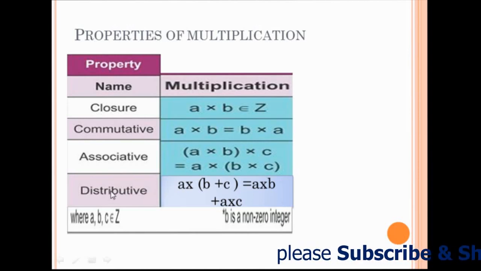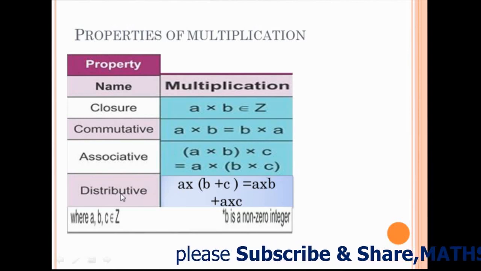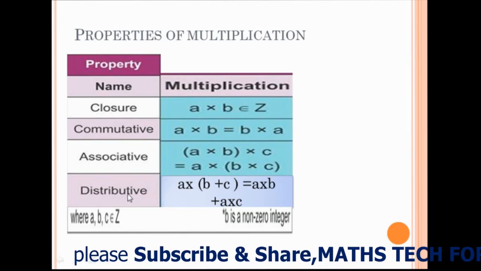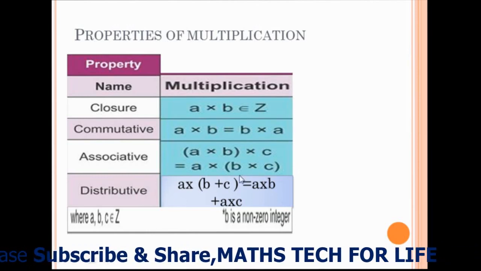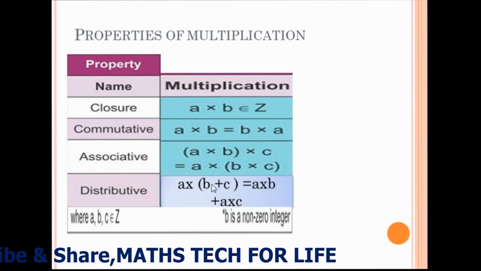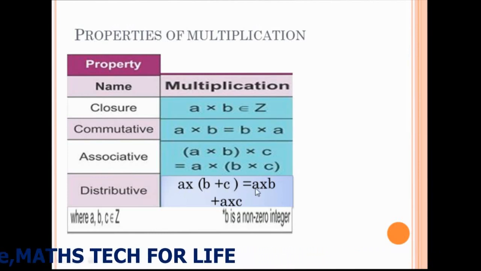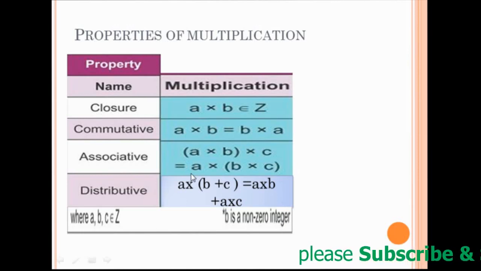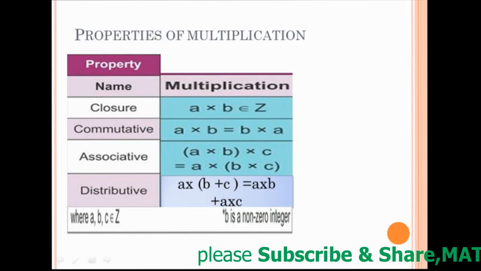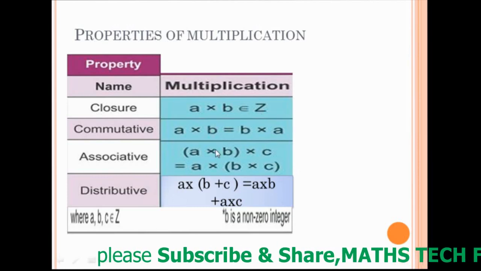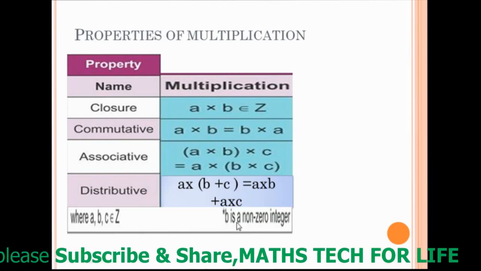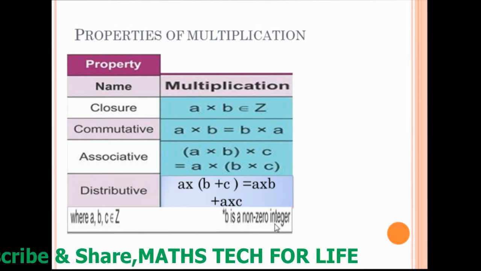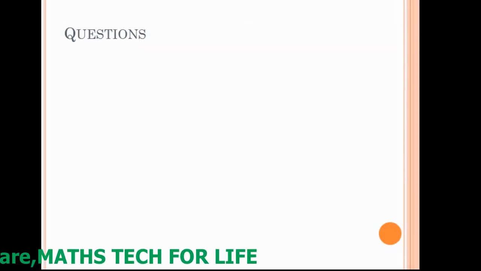The next one is distributive. This is distributivity of multiplication over addition. That is, a multiplied by b plus c is always equal to a multiplied by b plus a multiplied by c. These all properties you can use while multiplying integers. Here a, b, c are integers.